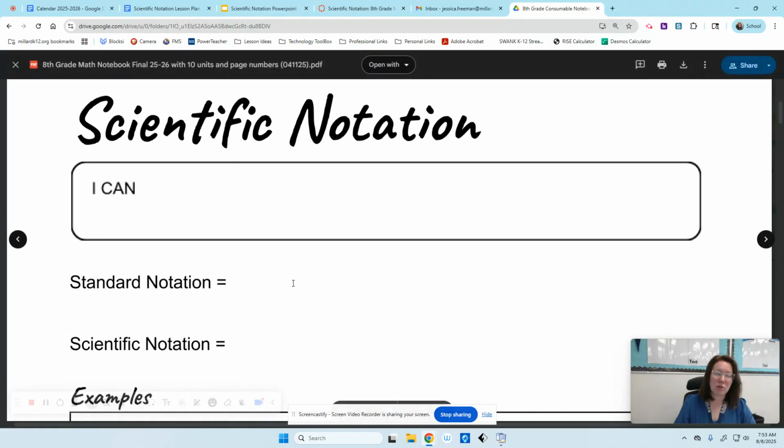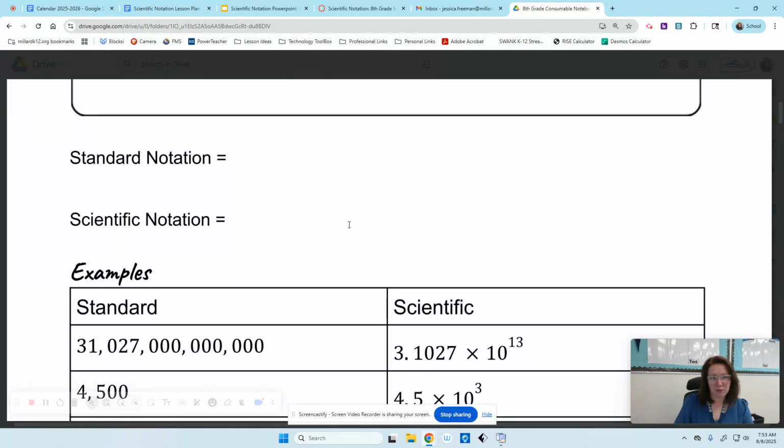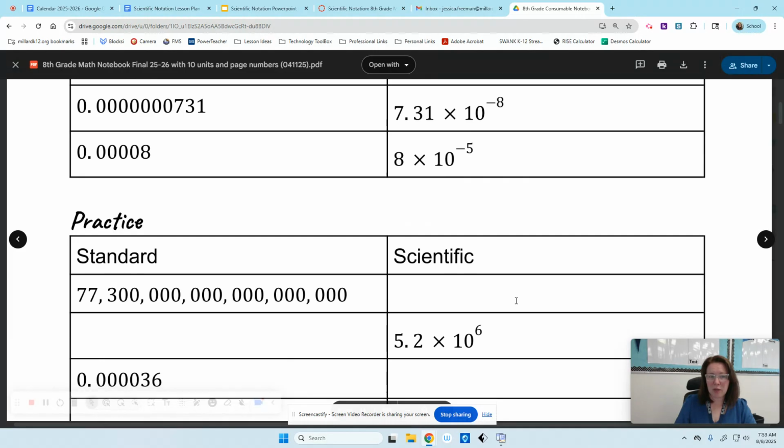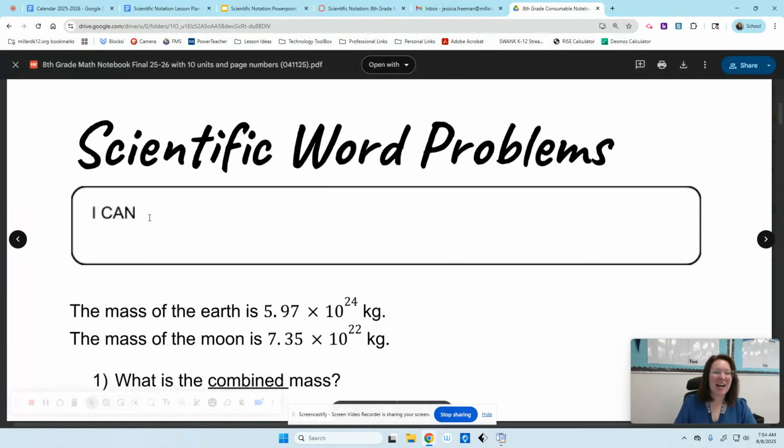Standard notation is a normal number. Scientific notation is a decimal with a single digit in front of the decimal point times 10 to the power of an exponent. Here's the examples we already did. Here's the practice we already did. And here's page 14. I can solve word problems using scientific notation.